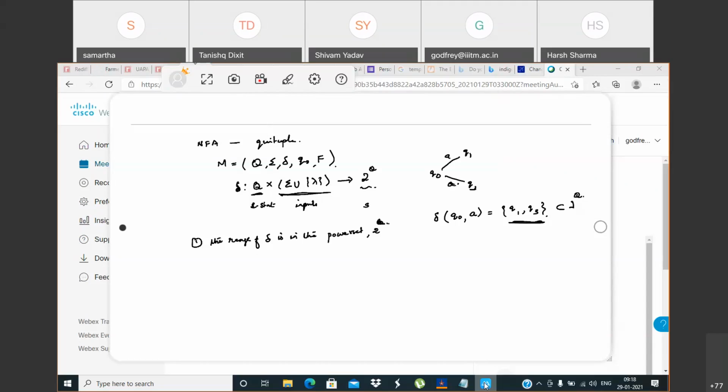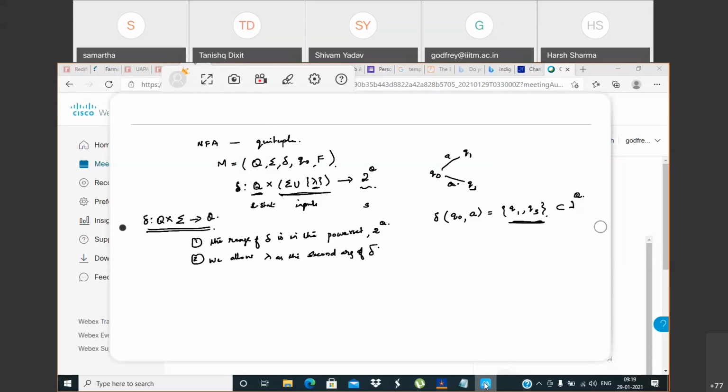So to power Q, right? So this is the first one. Now we also see the second difference, which is that we allow lambda as the second argument of delta. So here you also see lambda. In the earlier case, we saw that with respect to a deterministic finite state automata, you had Q cross sigma gives Q. So this was the transition function of a deterministic finite state automata.